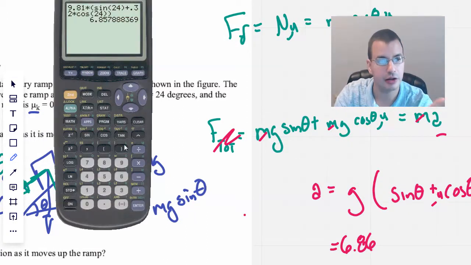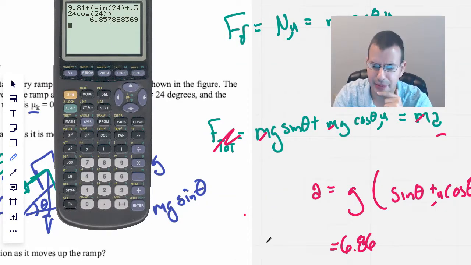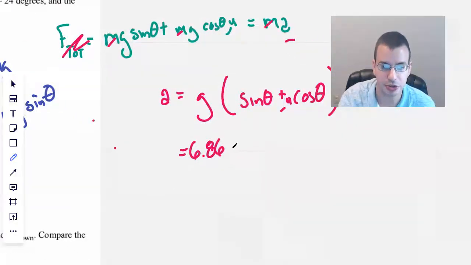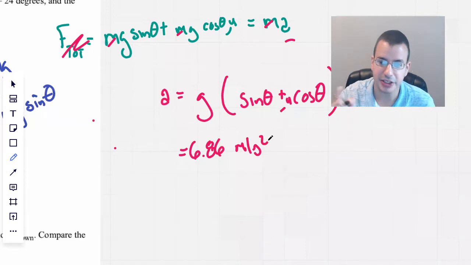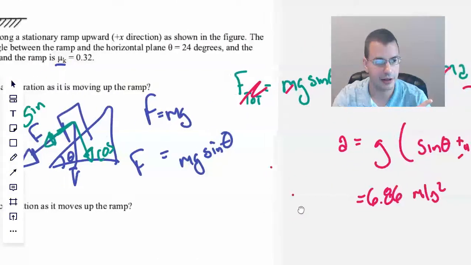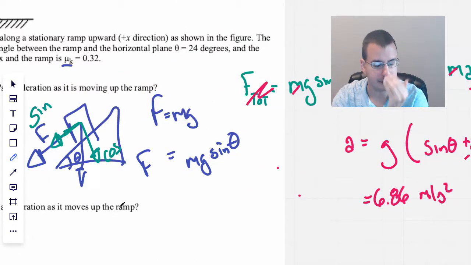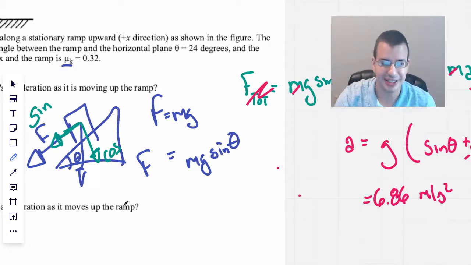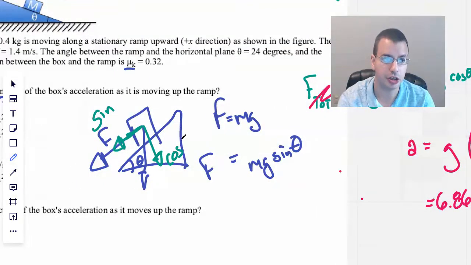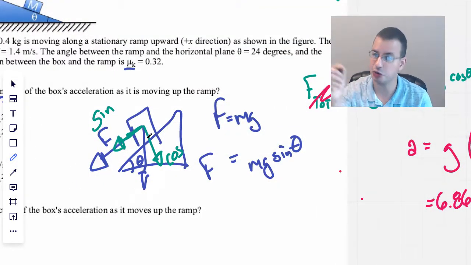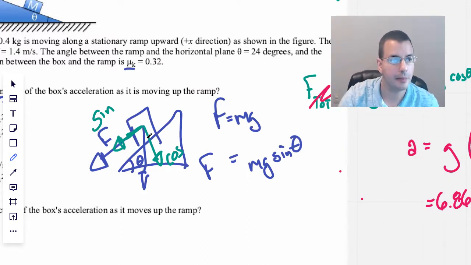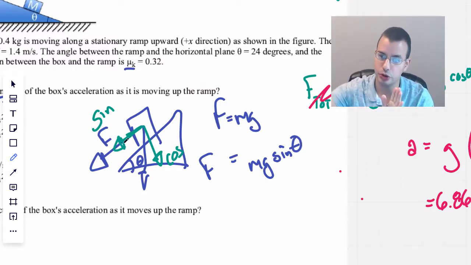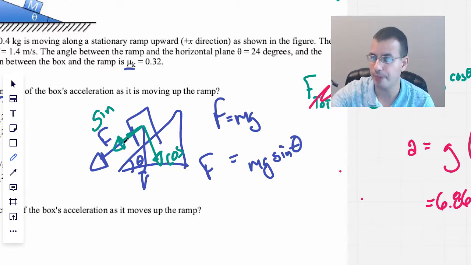6.86. Yeah, this seems reasonable. And that'll be meters per second squared. This is how fast the block is decelerating, slowing down. It's slowing down not just because of gravity, which is pulling it down the ramp, but also because friction is opposing motion. And since the block is moving up the ramp, this friction will be pulling it down the ramp as well.